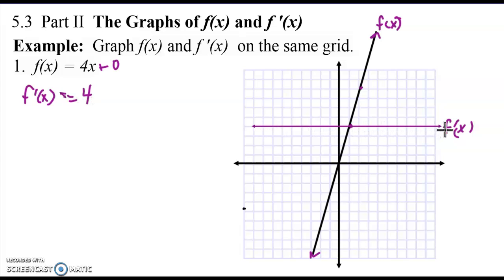So it makes sense. The slope of the original function f of x is a constant of 4. We know that the derivative is the slope of the tangent line. The slope of this tangent line is always 4.